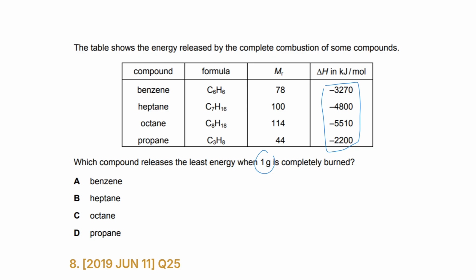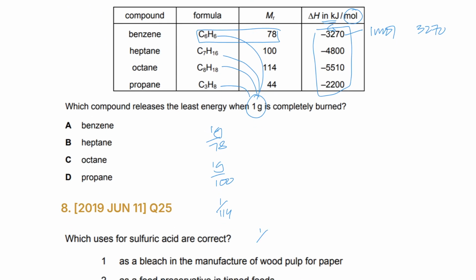So what you need to do is take 1 gram of all of these and figure out the moles, because this is the energy change that's given to you for every 1 mole. So you need to convert all of these into moles and figure out, for every 1 mole, this much energy is being given out, 3270. So for the moles that I calculate, how much energy would be given out? Just convert it into moles. Mass equals mole times molar mass, so 1 divided by 78, 1 divided by 100, 1 divided by 114, and 1 divided by 44.